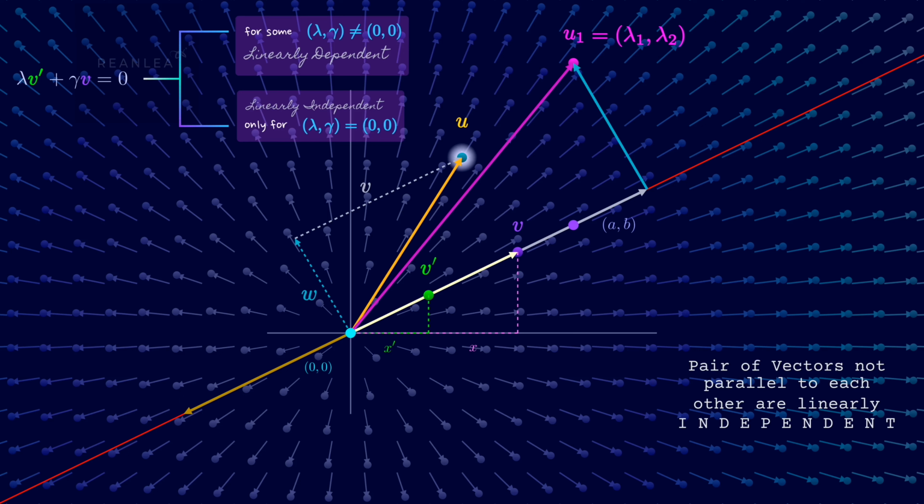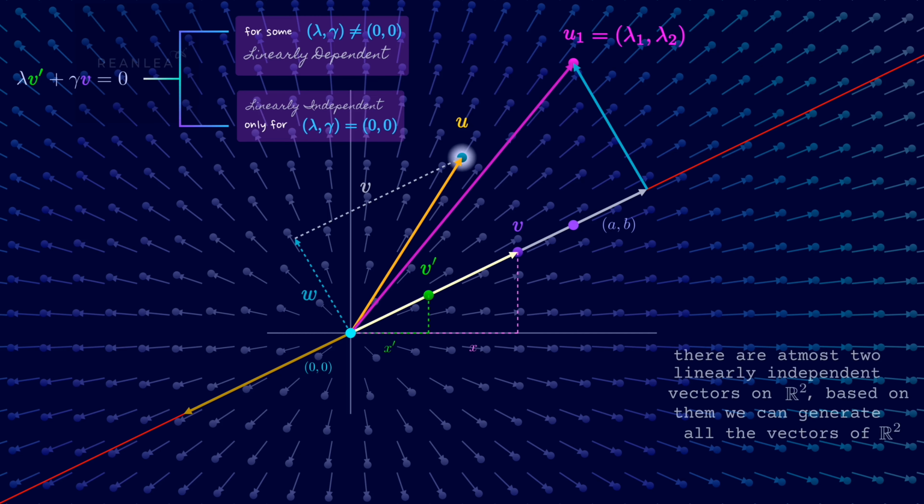So even with three vectors which are not parallel to each other, that is every single vector is linearly independent of the others on R2, we can express one of them as a linear combination of the other two linearly independent vectors. From here, we can conclude one interesting fact about vectors on R2, which is any three vectors on R2 are linearly dependent. Thus here on R2, we can have at most two linearly independent vectors. And based on those two linearly independent vectors, we can generate all the vectors on R2.